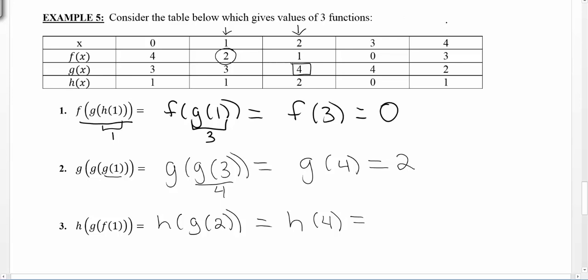So h of 4, finally we go to an x value of 4. We go down to the output for h, and we get a 1. So h of g of f of 1 is equal to 1. So with composite functions, if you have a table, you always start on the inside and continue working your way out until you've done all of the compositions. What should result finally is a numerical answer, since we're looking at numerical values.